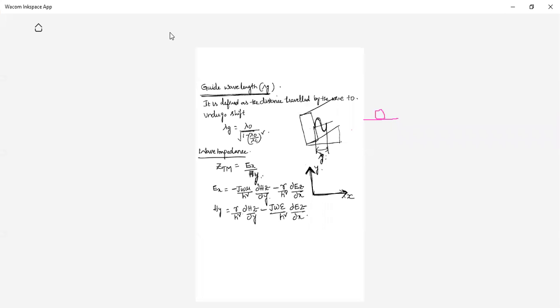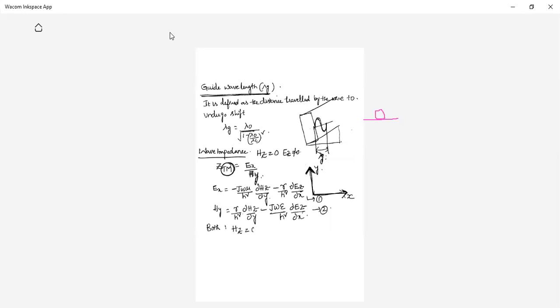Okay, you are deriving this one for TM mode. What is TM mode? Hz becomes 0, but Ez doesn't become 0. So in these two expressions, let us name this as expression number 1 and this as 2. In both the expressions, you have to do Hz is equal to 0.